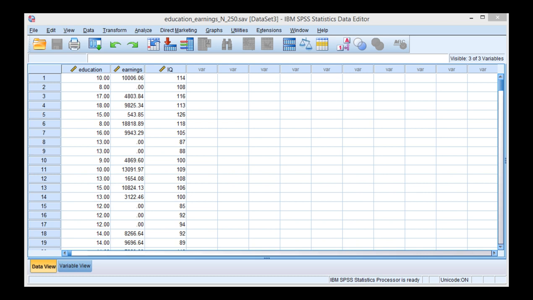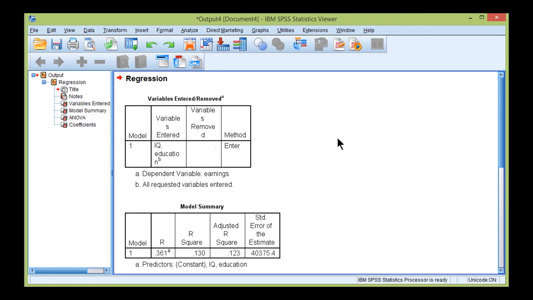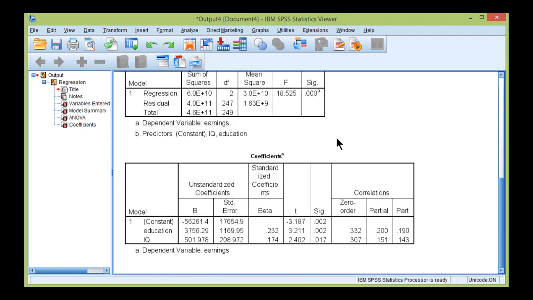In this video, I'm going to talk a little bit about standardized beta weights and how to interpret them, as well as how they're different from unstandardized beta weights. So in this example, we have the multiple regression associated with education and IQ as predictors of earnings. And I've already done this analysis, so I'm not going to redo it again. It's the method enter multiple regression I did previously. And the standardized beta weights associated with education and IQ were estimated at 0.232 and 0.174 respectively.